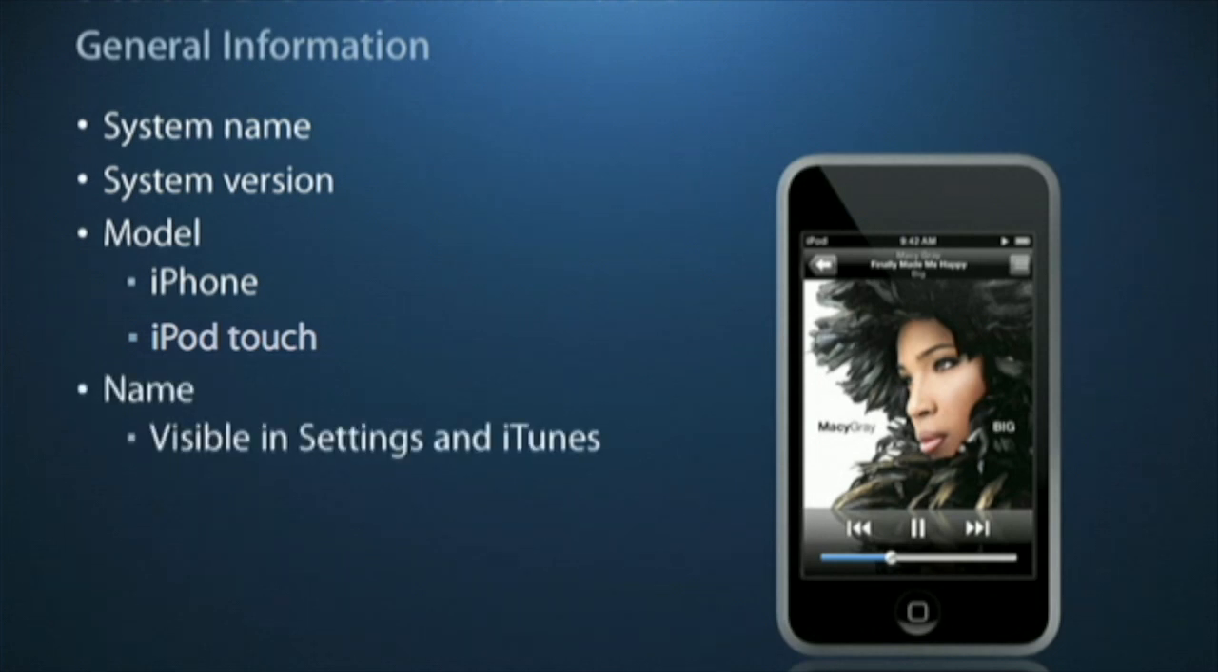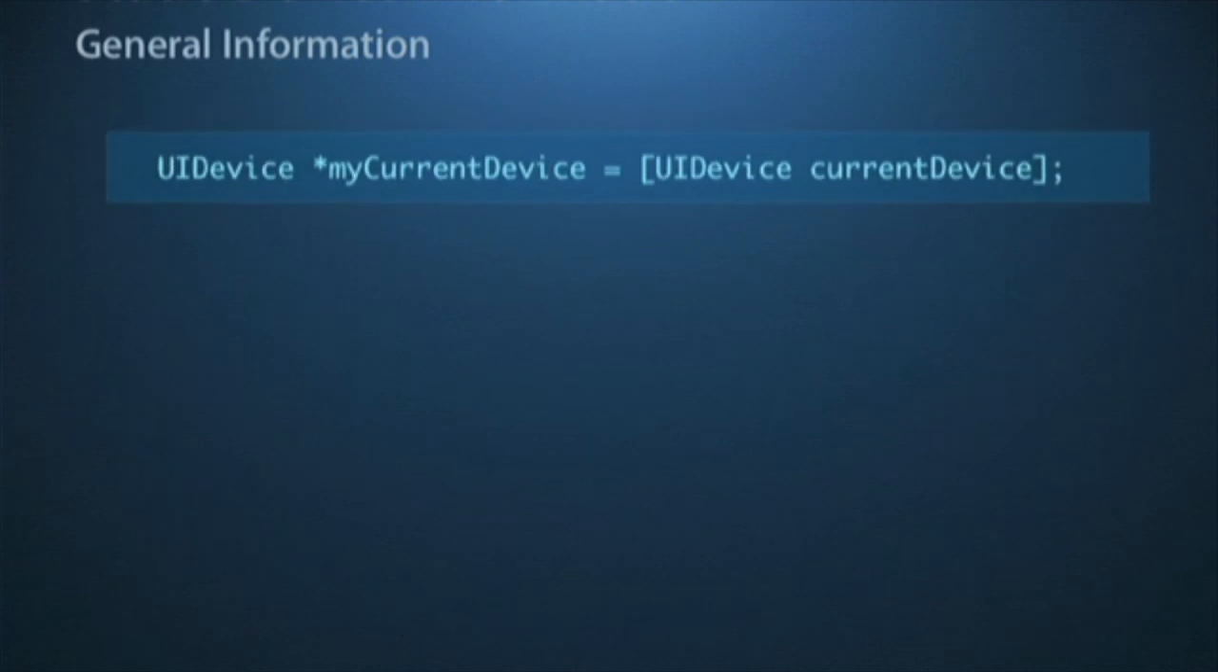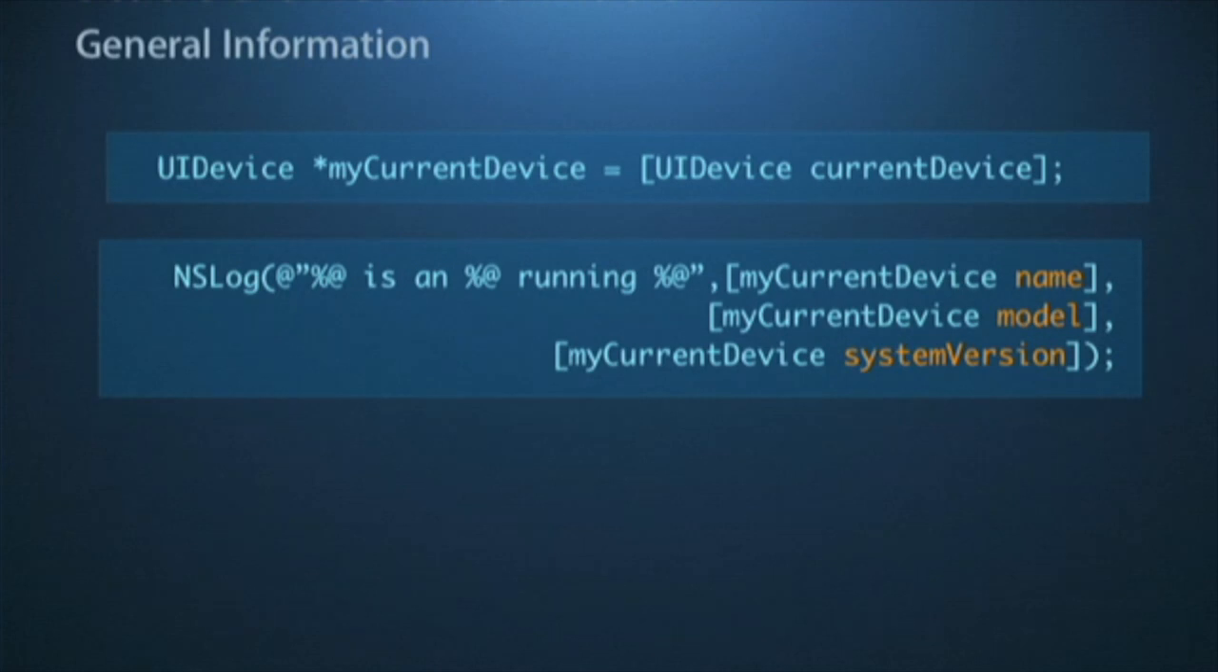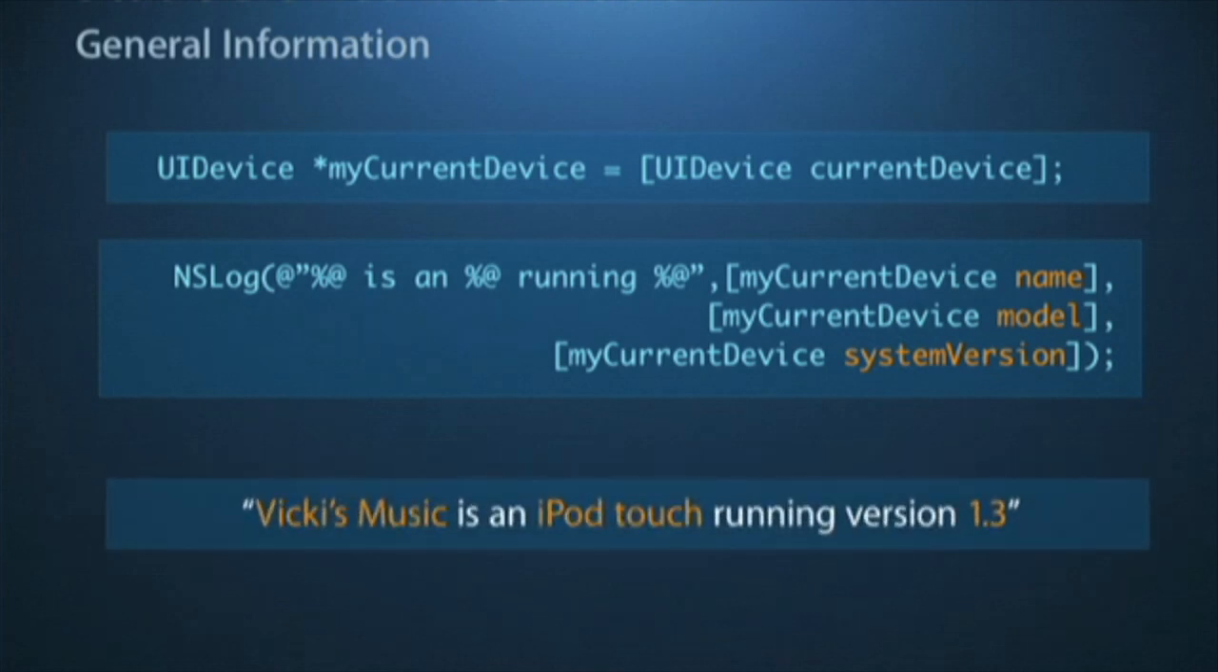This is the string that shows up in settings on iPhone and in the iTunes control panel when you sync your device. So if I wanted to get static device information in my code, it would look something like this. I start off by creating an instance of the current device, and then from there, I can access properties such as the name, model, system name, and system version. At the end, we've printed a string that reads, Vicki's music is an iPod Touch running version 1.3. So that kind of covers the basic information that you'd expect to see on a desktop system that is also available here on Apple's mobile platform.